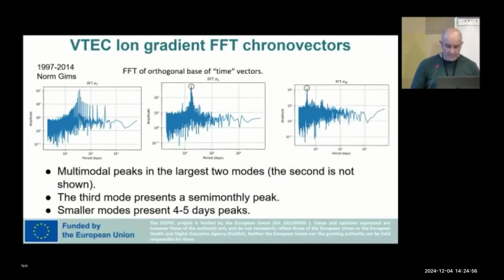If we do the same for the time vectors of the gradients, things are more exotic, I would say. The first mode has multimodal peaks. It has the annual, but also the semi-annual and smaller periods. And the third mode presents the semi-monthly peak. And then if we go further up, we can see smaller modes at 4 or 5 days even.